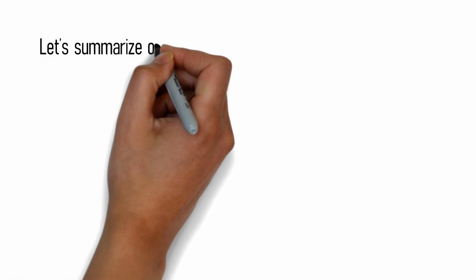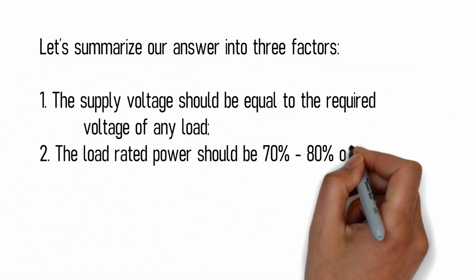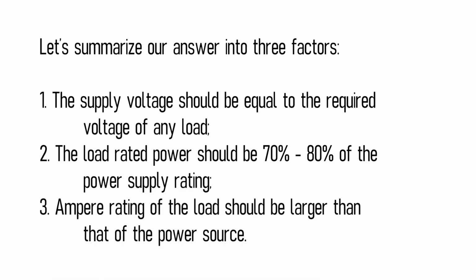Let's summarize our answer into these three factors. 1. The supply voltage should be equal to the required voltage of any load. 2. The load rated power should be 70% to 80% of the power supply rating. 3. Ampere rating of the load should not be larger than that of the power source.